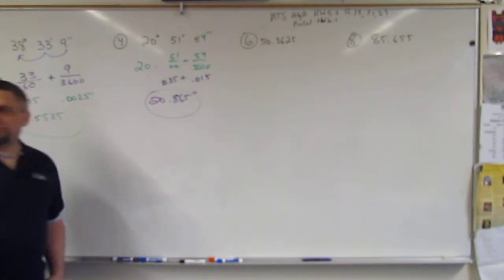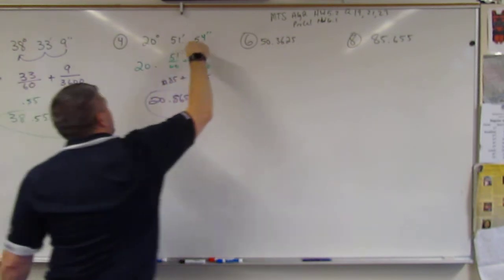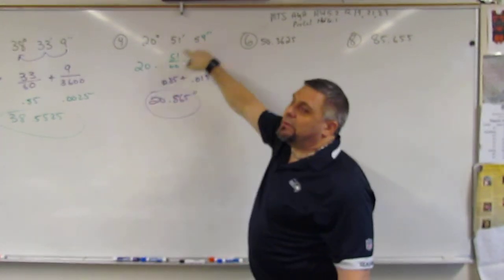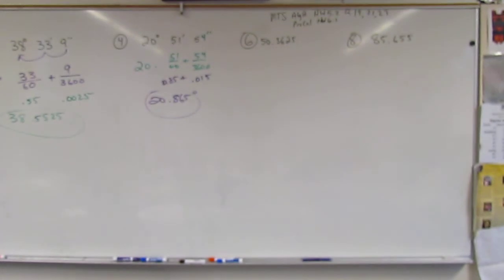Wait, I have a question. How do you get the numerator for the second fraction? Did you need to put 54? Yeah, this was supposed to be 54. Oh, okay. Yeah, I wrote it down wrong. Okay. My bad.